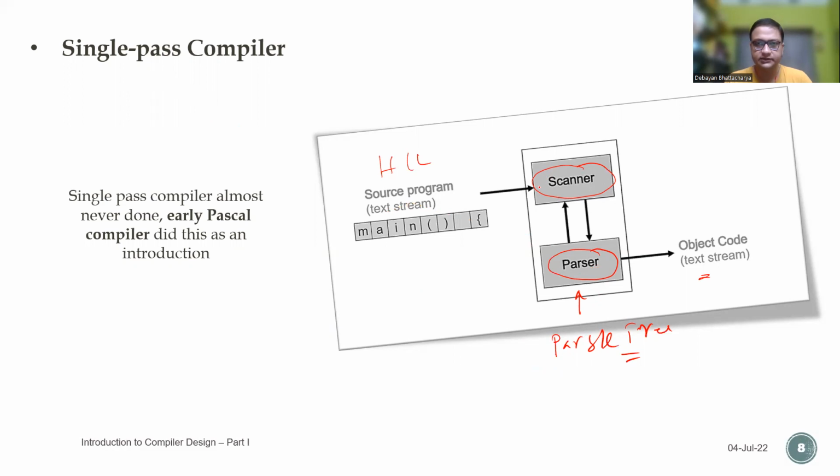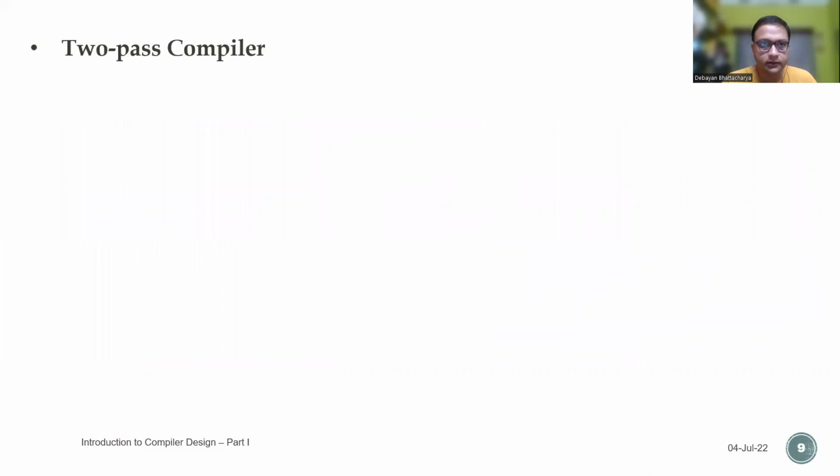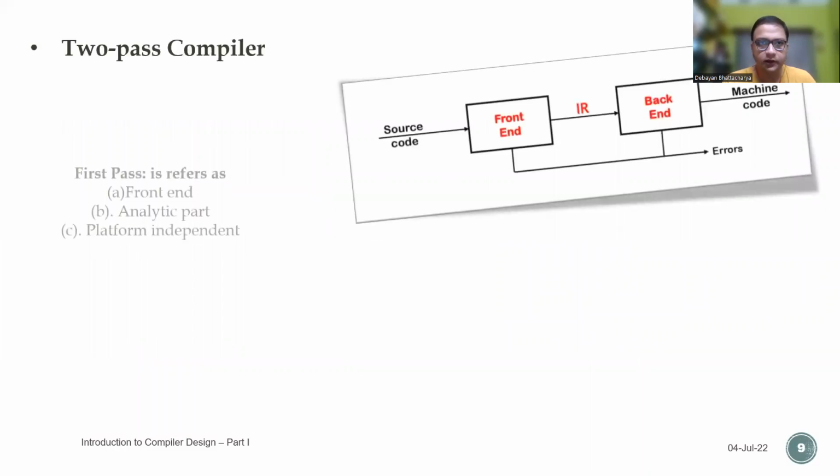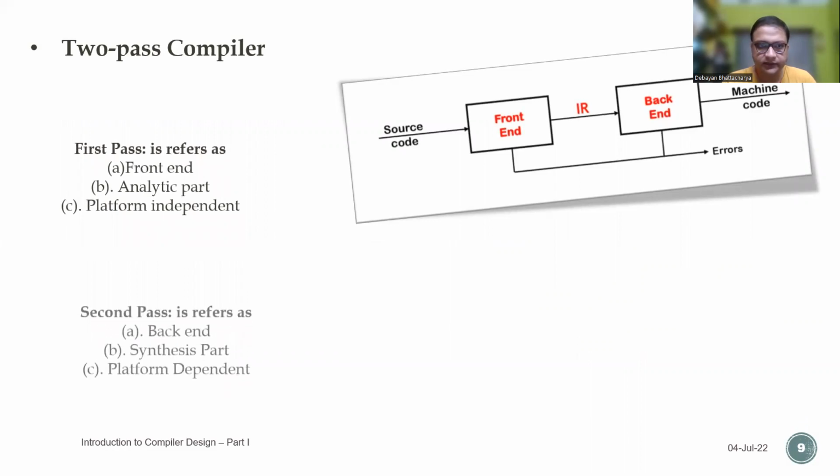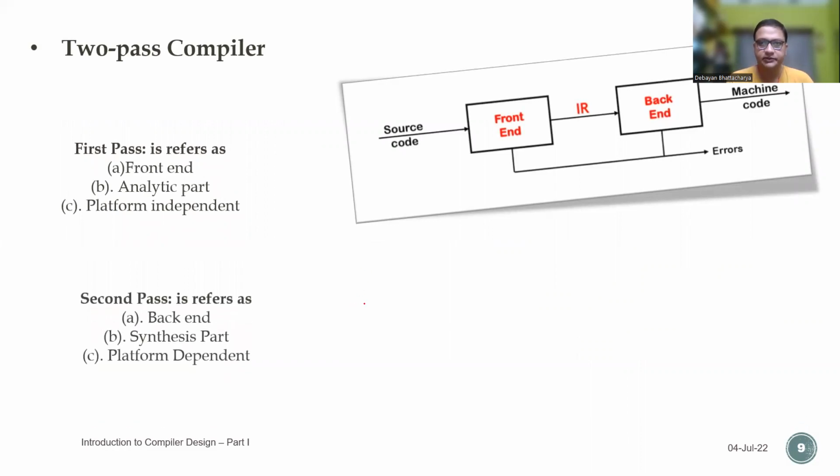So a single pass compiler is a type of compiler which takes the input written in a high level language and generates the corresponding object code by traversing just a single time. In early days, the Pascal compiler followed this type of notation. But nowadays most compilers follow the two-pass compiler or multi-pass compiler. So what is a two-pass compiler? Instead of traversing the source program only once, what happens?